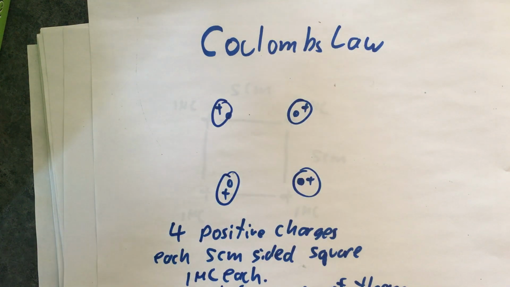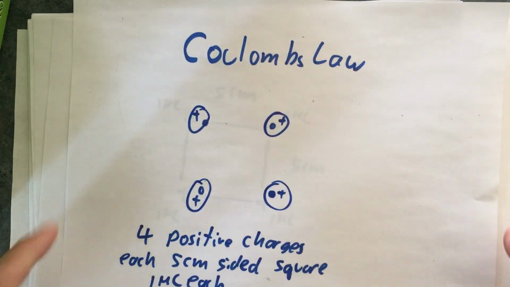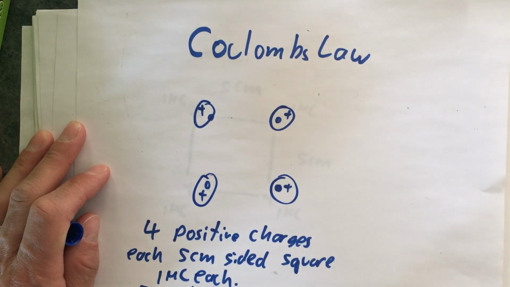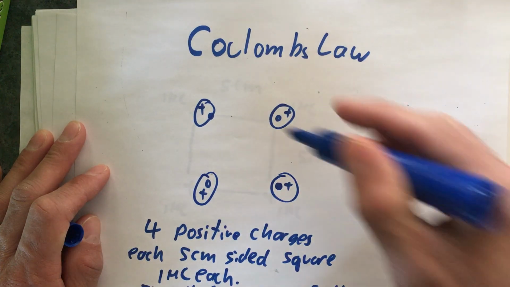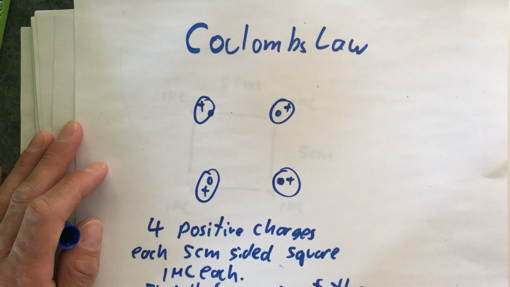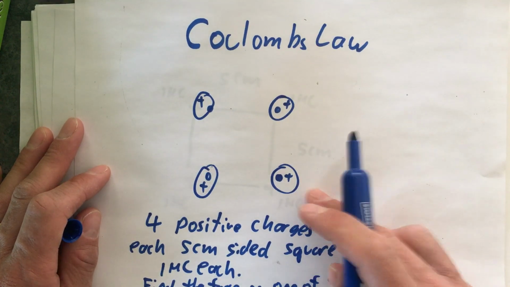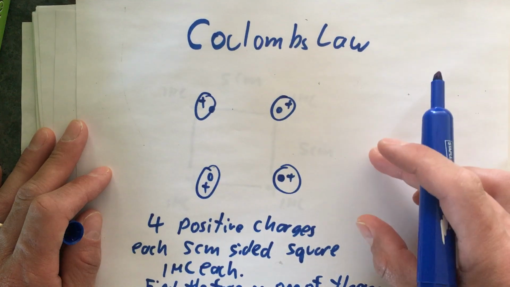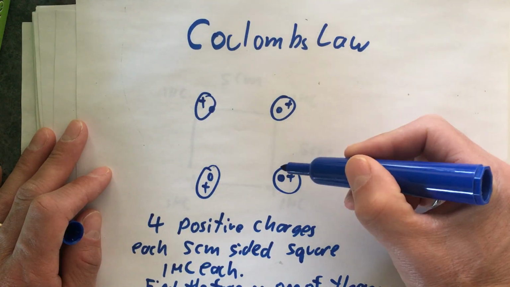Okay, so by request, I'm going to do a Coulomb's Law question. And on this question, it's a two-dimensional forces question. We've got four charges. They're all positive. They each have a value of 1 microcoulomb. And they're all 5 centimeters apart.